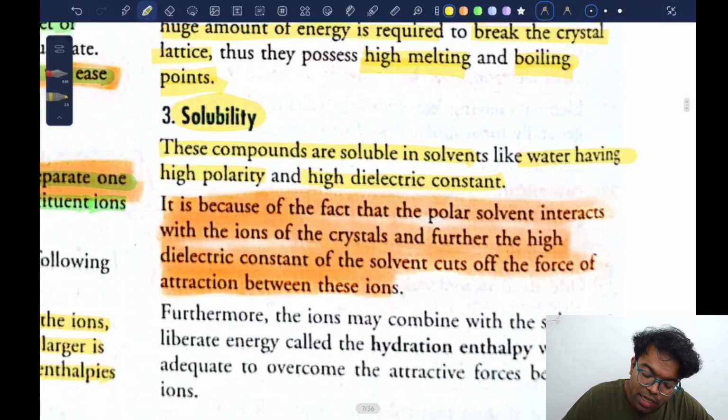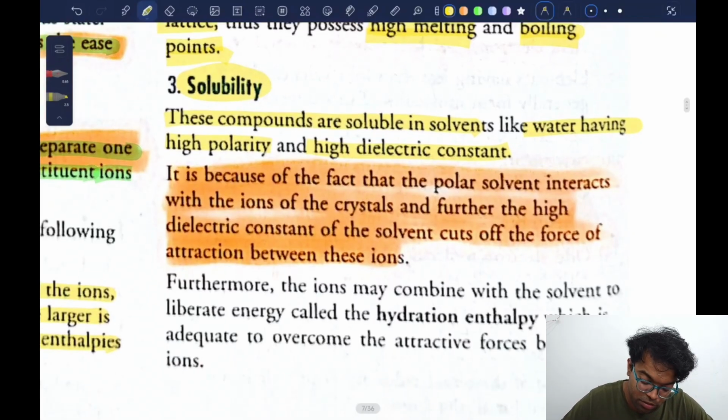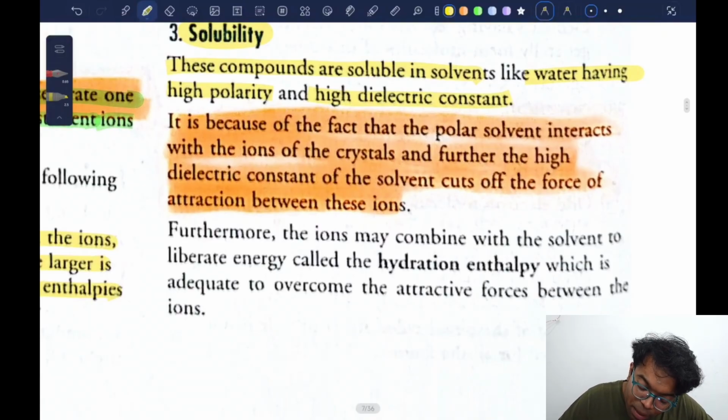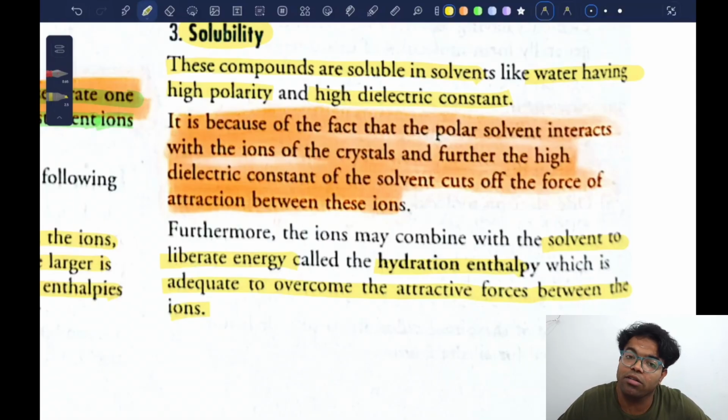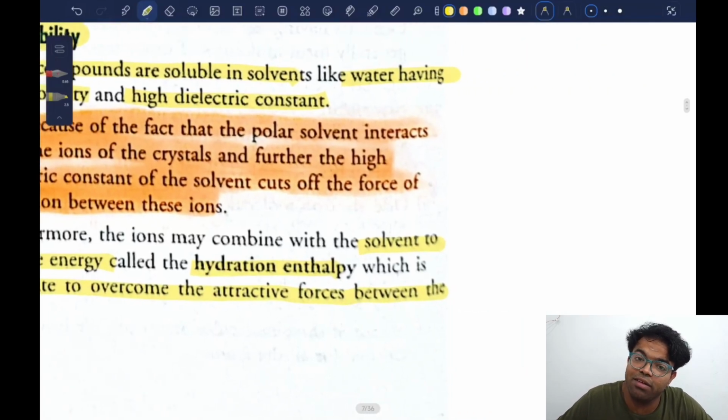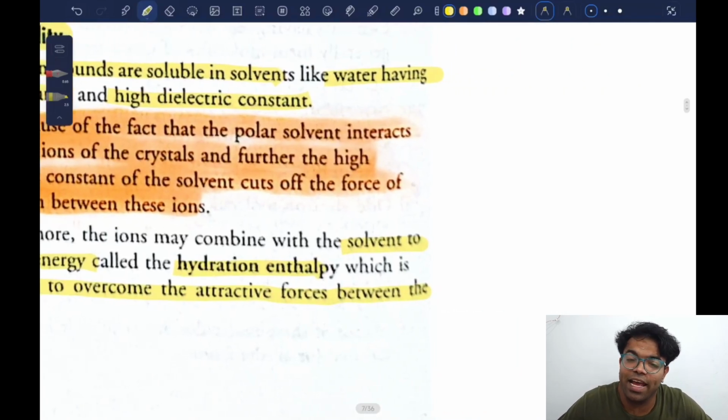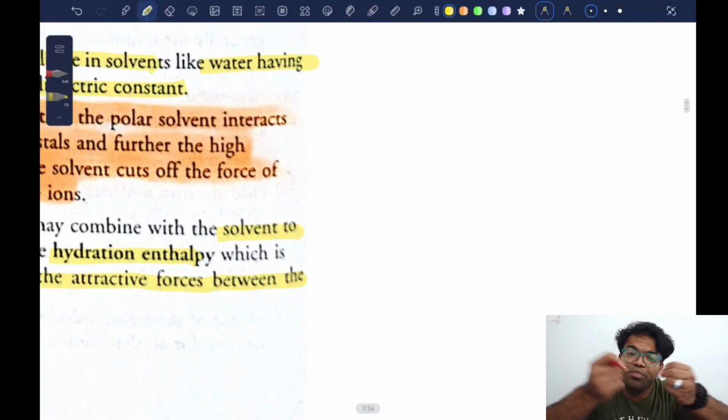It is because of the fact that polar solvents interact with the ions of the crystal, and further, the high dielectric constant of the solvents cuts off the forces of attraction between these two ions. Furthermore, the ions may combine with the solvent to liberate energy called hydration enthalpy, which is adequate to overcome the attractive forces between the ions. Okay, so water not only bonds with the positive and negative cations and anions of an ionic compound, it rips them apart.